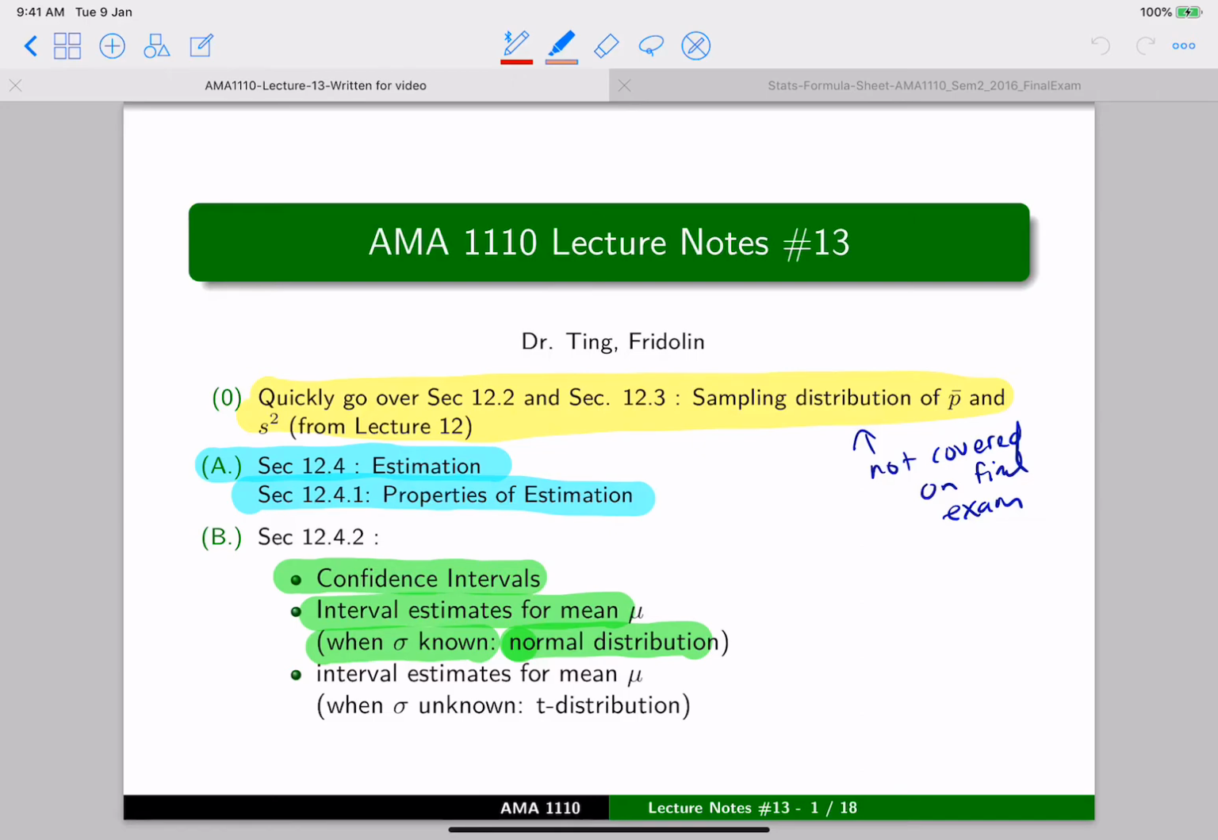In this video, we're going to talk about the last topic of AMA 1110, which is interval estimation for the population mean mu when the population standard deviation is not known. In this case, we use what is called the student t distribution to get the confidence interval for the population mean.